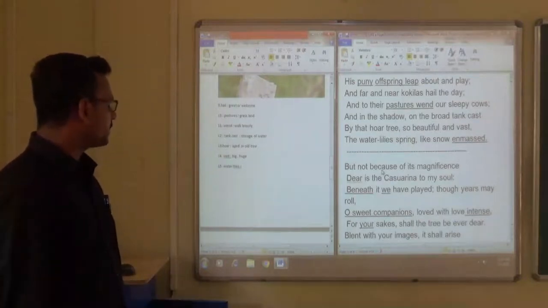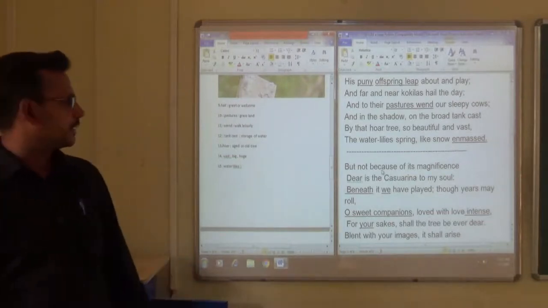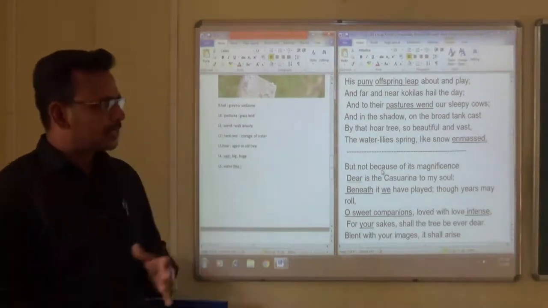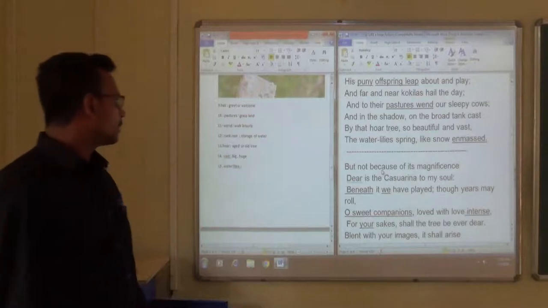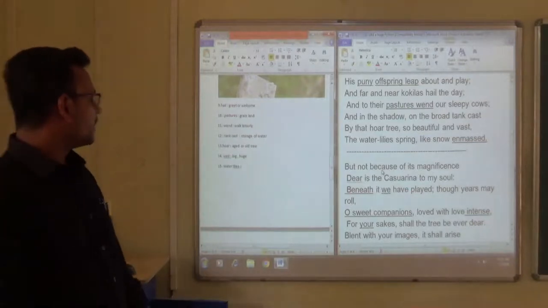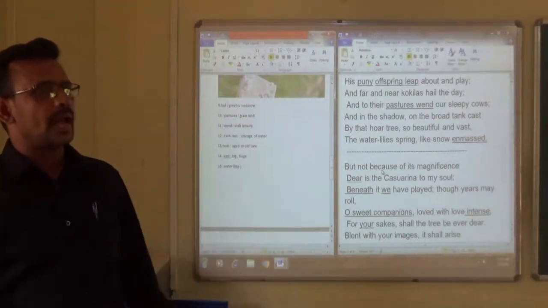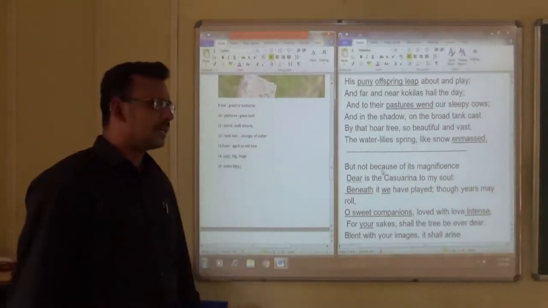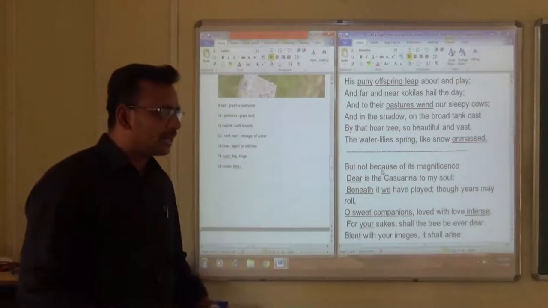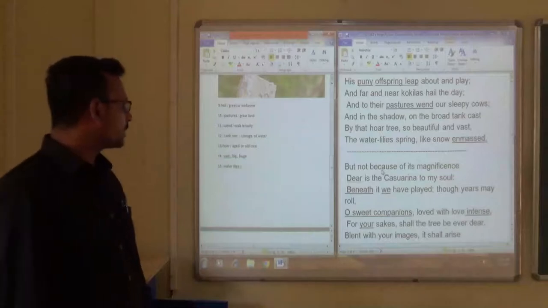Here the word magnificence means attractive or impressive. So the Casuarina tree looks very attractive, interesting and impressive to the poet. But not because of its magnificence did she love the Casuarina tree. Dear is the Casuarina to my soul. It is very close to her and took a very important role in her life. It is considered very dear to her soul. So it is not because of its magnificence, but beneath it we have played, though years may roll.